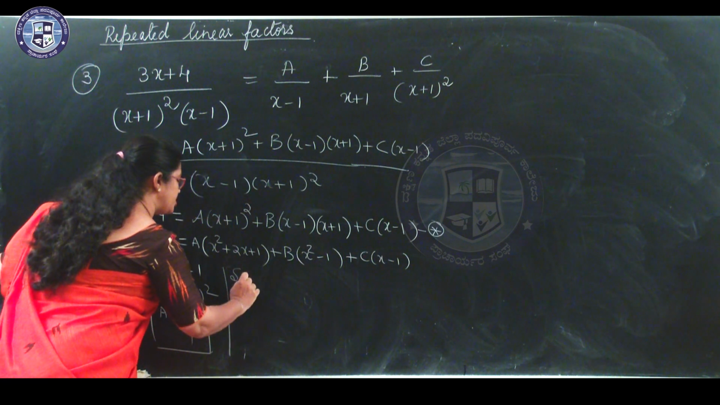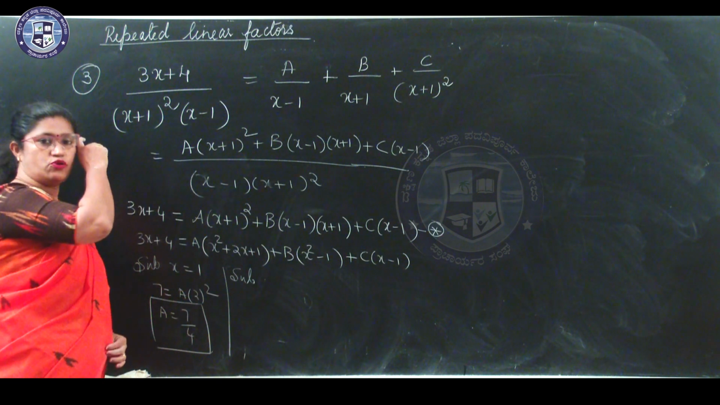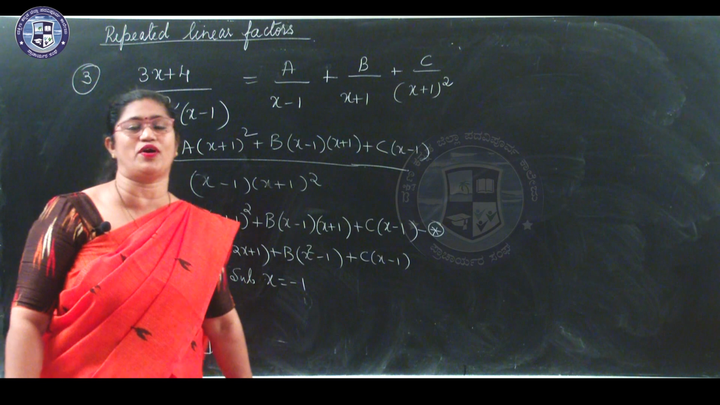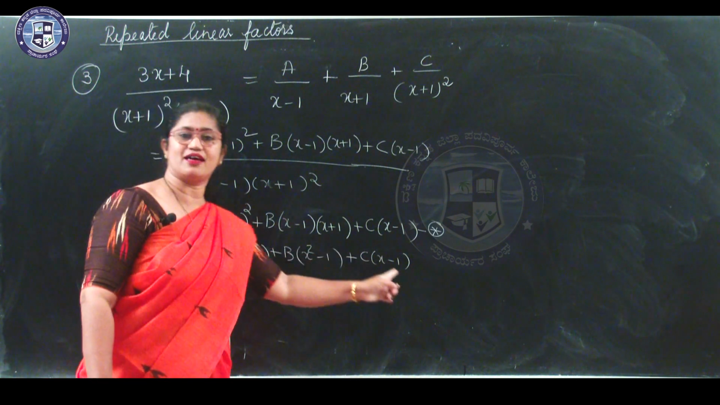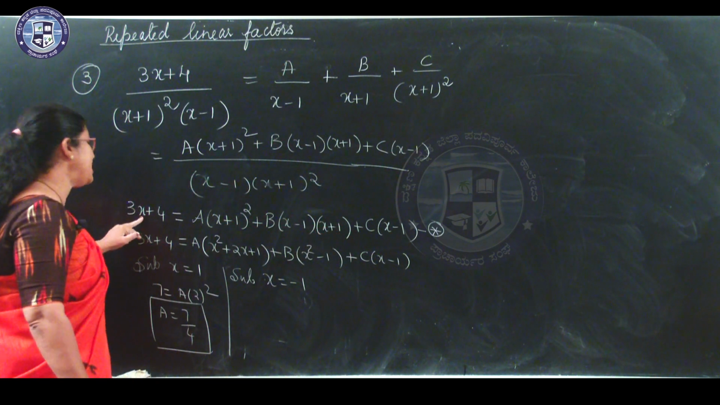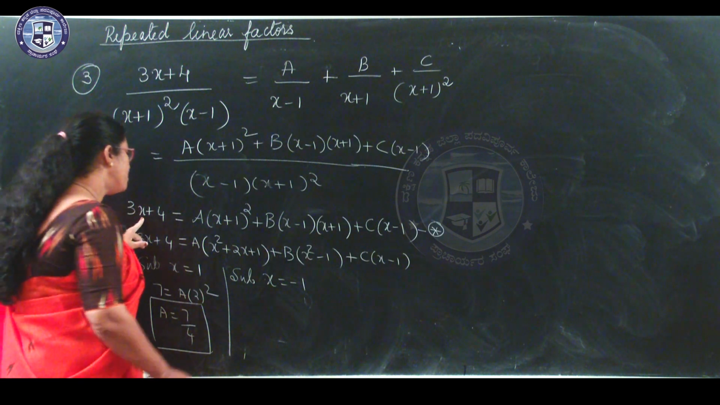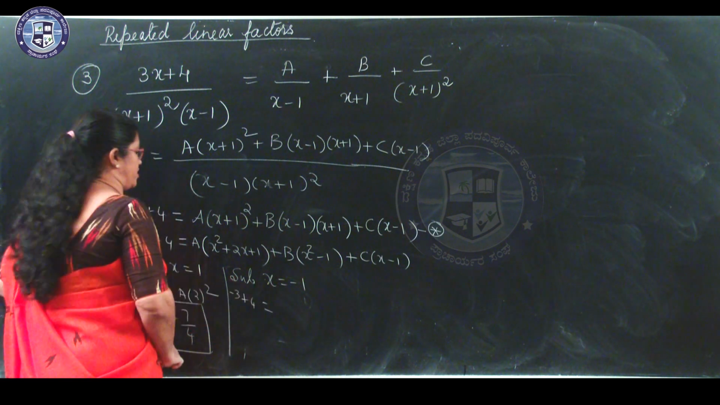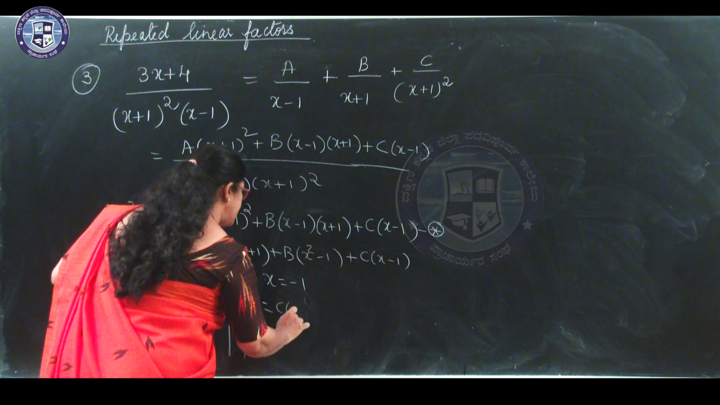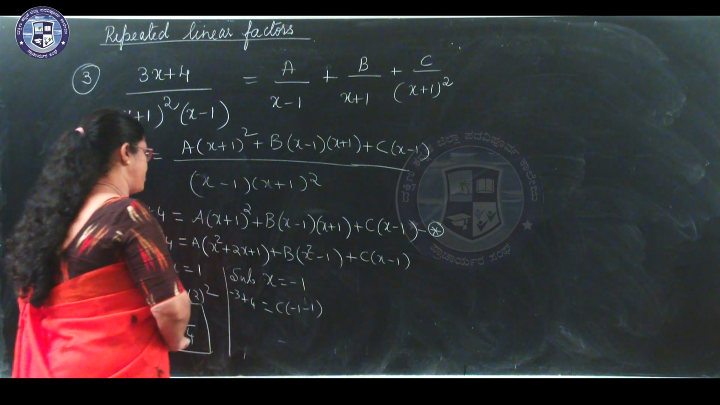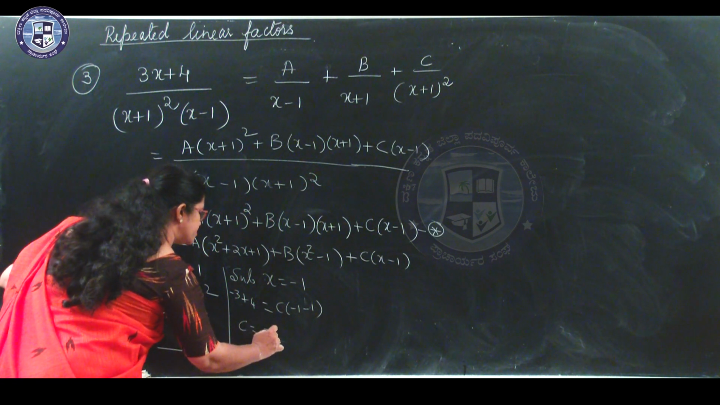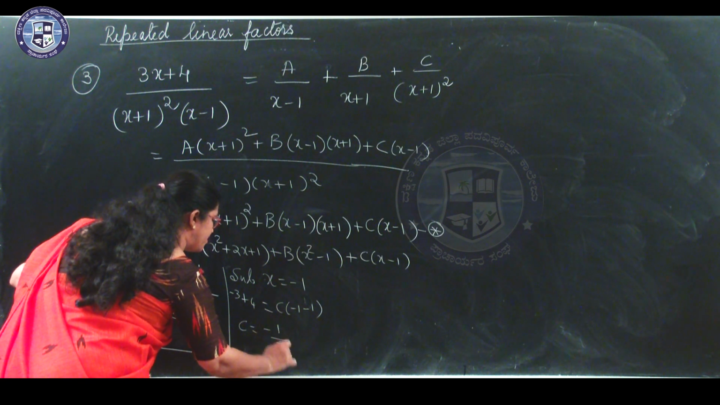My next substitution is, now the next one, to make this 0, I have to put x is equal to minus 1, substitute x is equal to minus 1. Where to substitute? In star. How to substitute? Replace every x by minus 1. So 3 into minus 1 is minus 3. Minus 3 plus 4 is equal to, a becomes 0, b becomes 0, eliminated, and only c is left. C into minus 1 and minus 1. So minus 3 plus 4 is 1, 1 divided by minus 2, so we get minus 1 by 2.